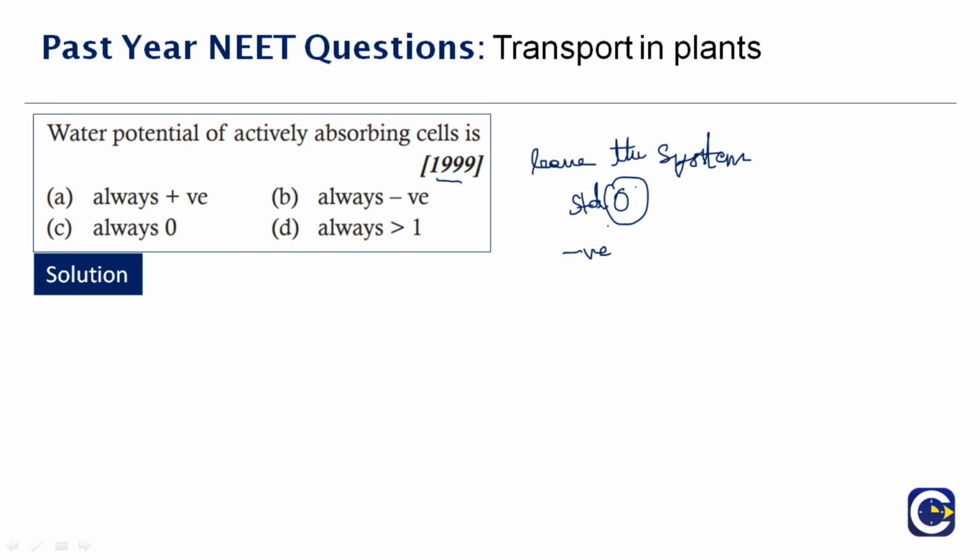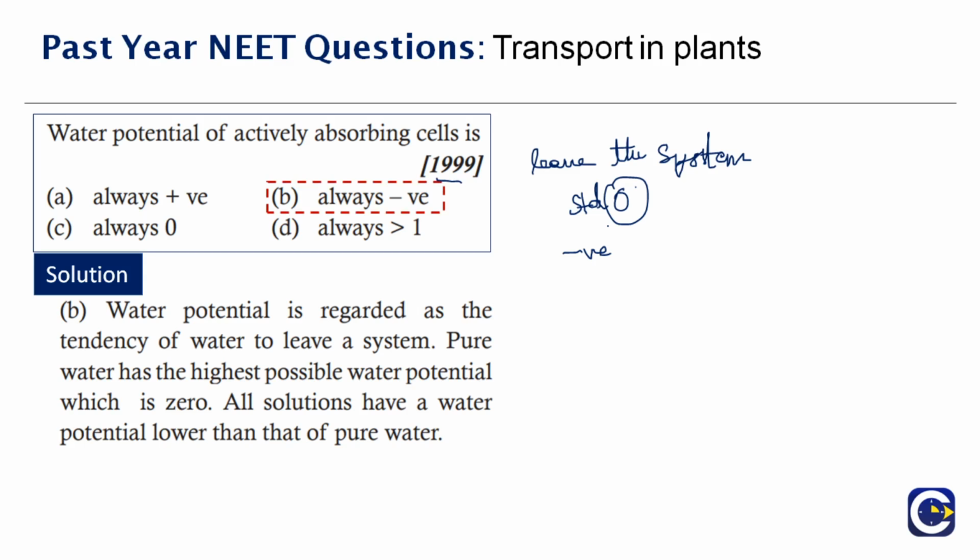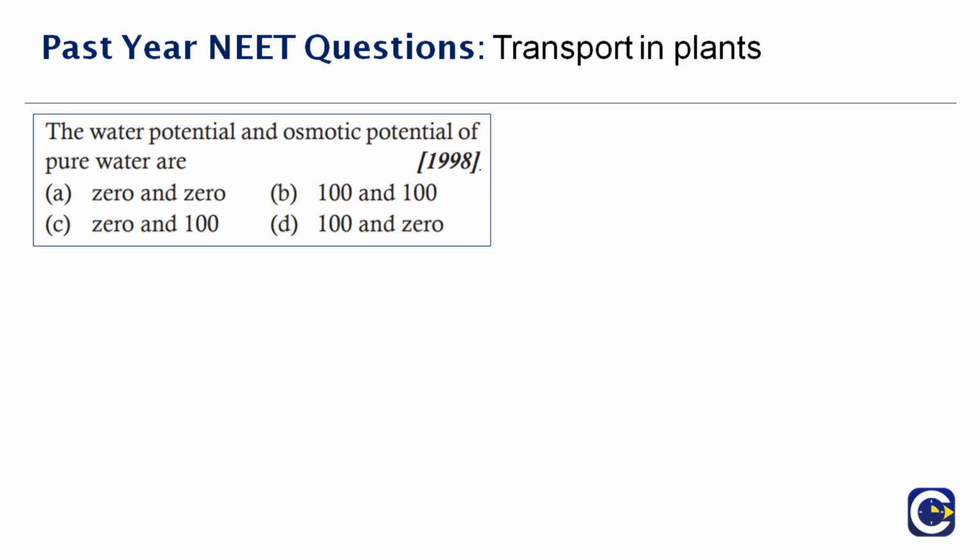Therefore, the correct answer to this question is option B, always negative. When you compare water and solution, water has a standard water potential of 0. Whatever solution you take will always be less than 0. So that is why it is always negative. Next question here. It was asked in the year 1998.